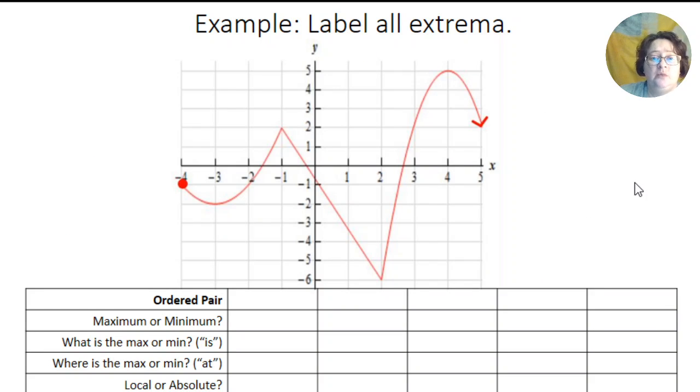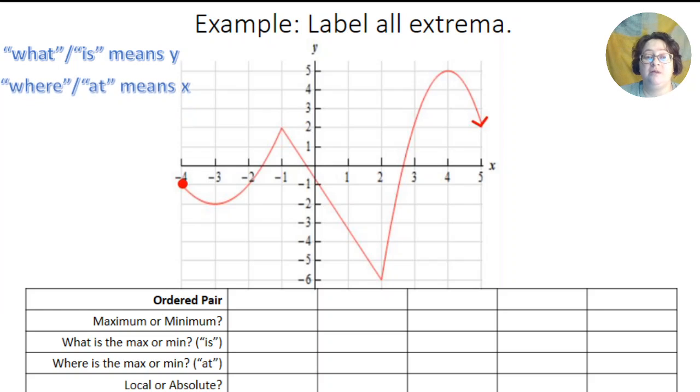Here's our first example. We're going to label all of the extrema. This particular graph is a little more complex than most of the ones we're going to be working with today, but it's a really good example to show you some of the different kinds of extrema that we have. I'm going to start off looking for our extrema with the one thing you really should write down. If you don't write down anything else today, write down that "what" or "is" means y. What is the maximum or minimum? The maximum or minimum is, that means your y value. Where the minimum or maximum is at, that means x. So if you don't write anything else down today, write down these two things. What means y, where means x.